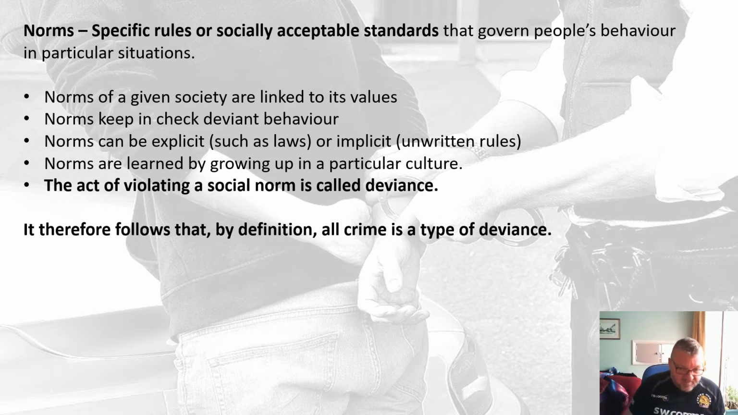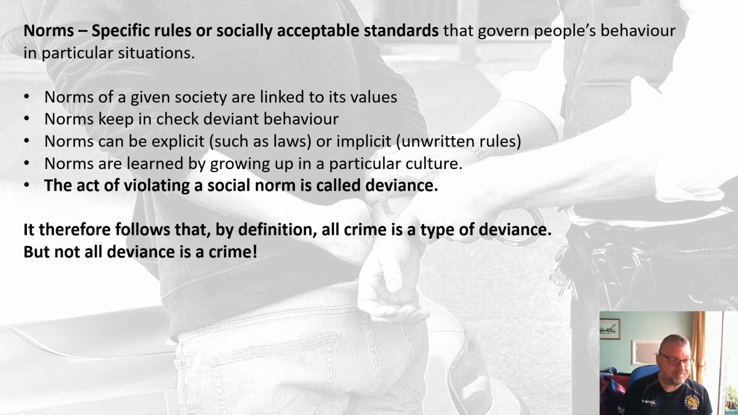So therefore, logically it follows that by definition, all crime is deviant. It has to be deviant because it's going against the accepted laws of the country, so it's deviating from the norms, because part of those norms, those explicit norms, the laws, are the accepted way of behaving. So all crime is deviant. However, not all deviance is crime.